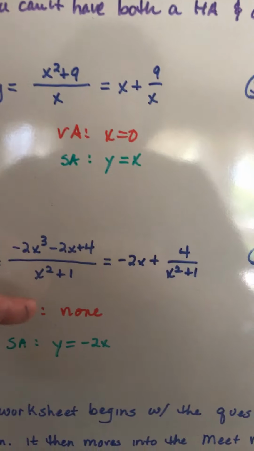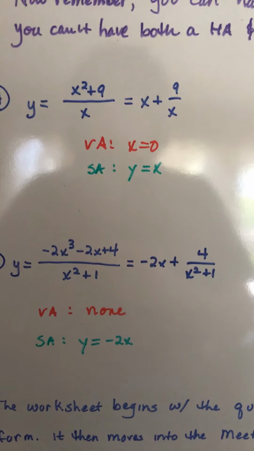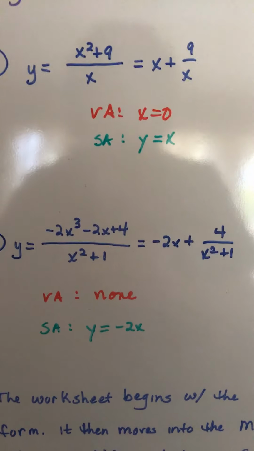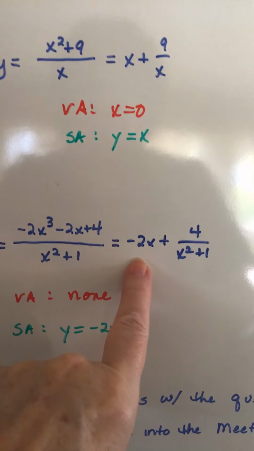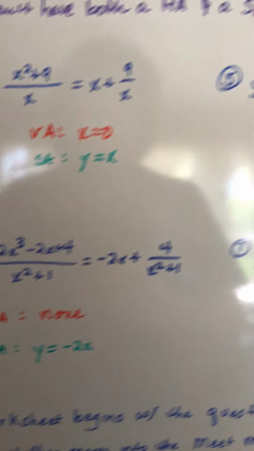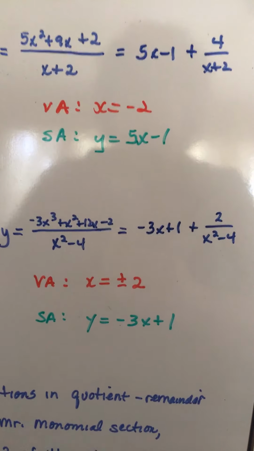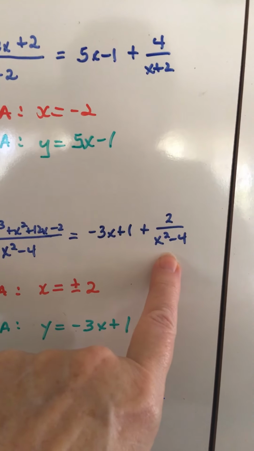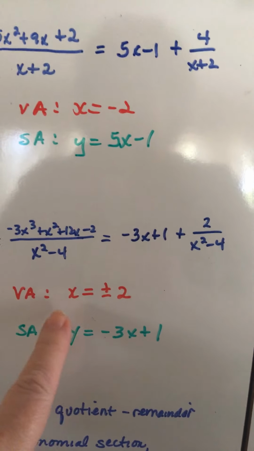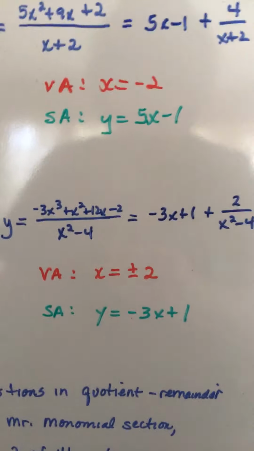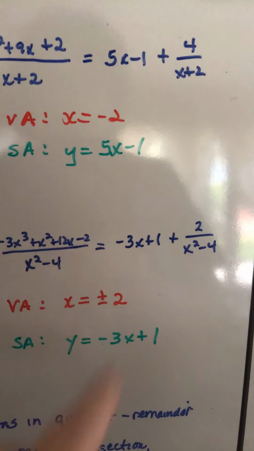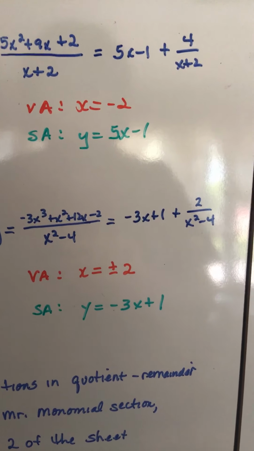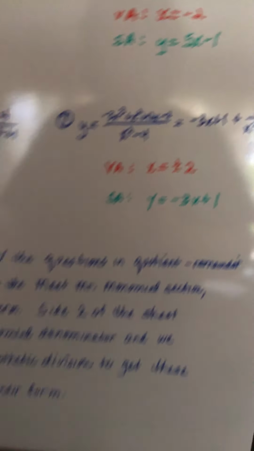Again, rational form, quotient remainder form. Nothing makes that equal to 0 except an i, guys, so there is no vertical asymptote. The slant asymptote is the quotient, y equals -2x. And one last one. Here is the rational form, quotient remainder form. Oh, wow. x squared equals 4 means x equals plus or minus 2 are the vertical asymptotes. The quotient, -3x plus 1. And so we end up with the slant asymptote, y equals -3x plus 1.